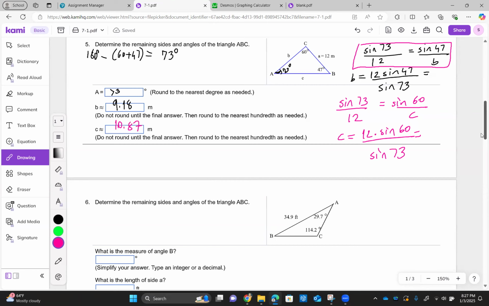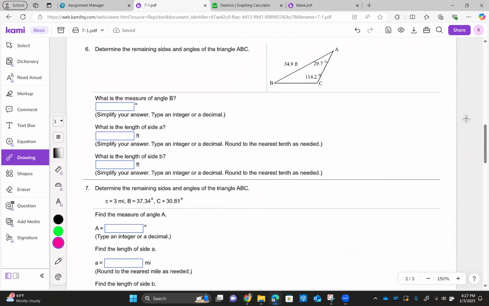Now for question 6, we're going to find the remaining sides and angles of this triangle. For this question, I have again two angles, so I'm missing the third one, which is kind of easy to locate. We will add these two angles and subtract them from 180.